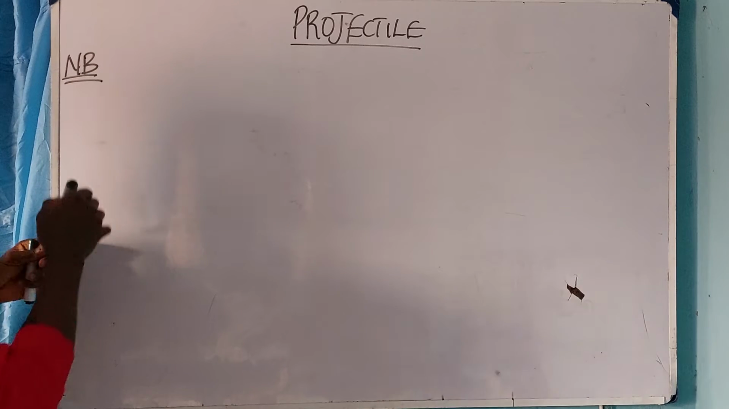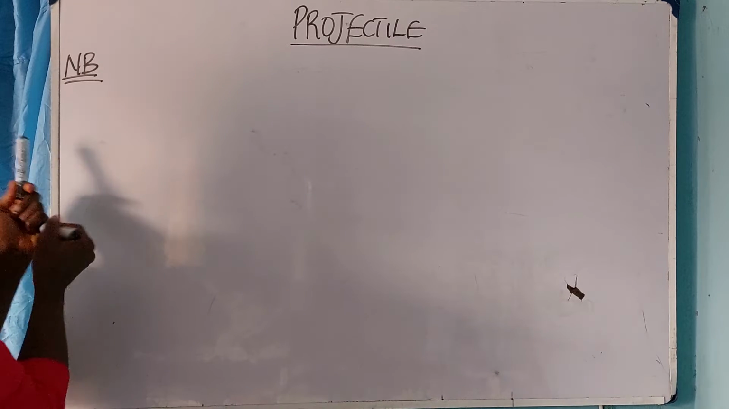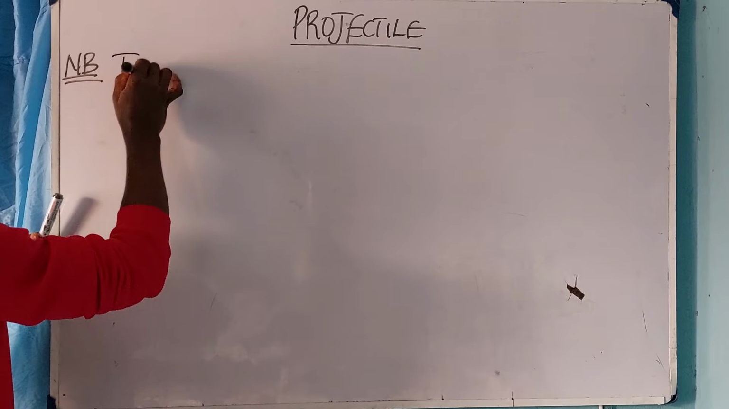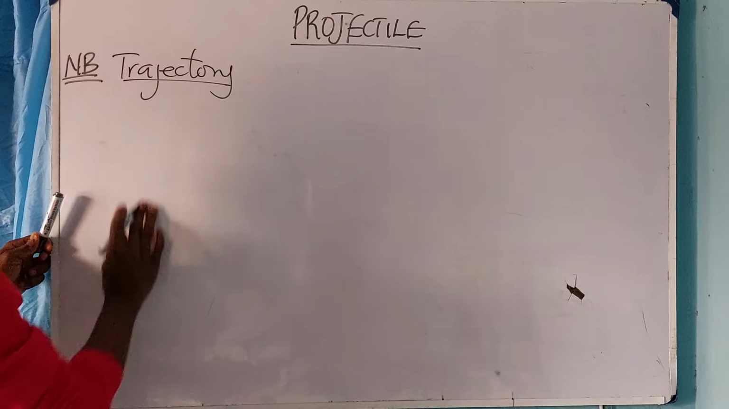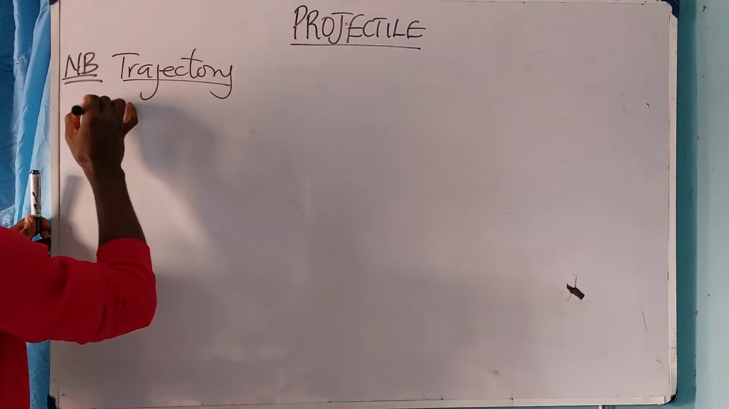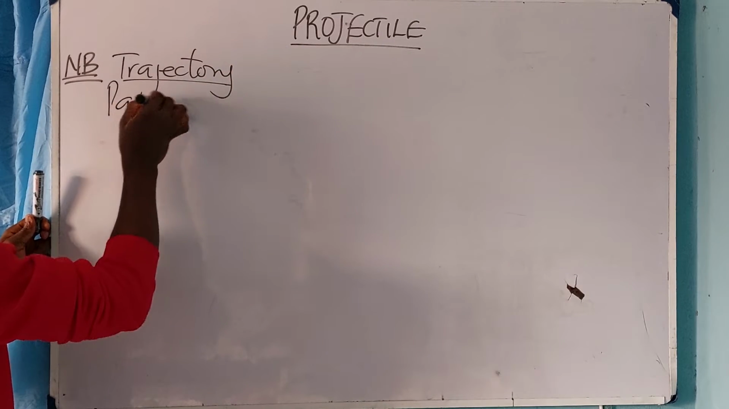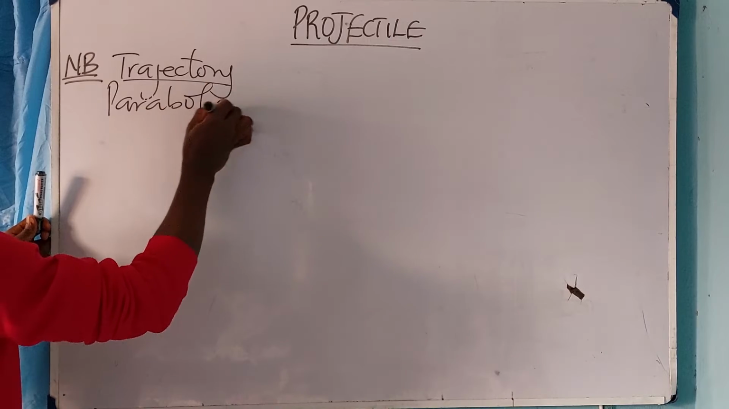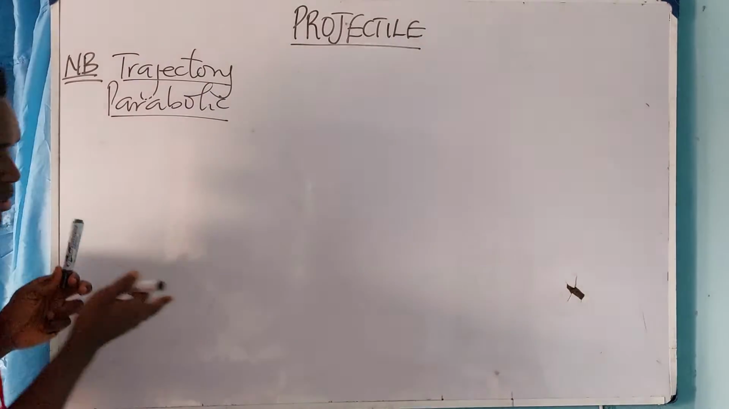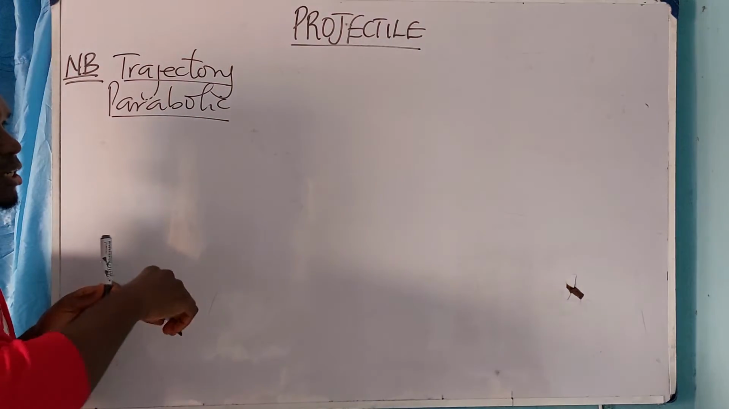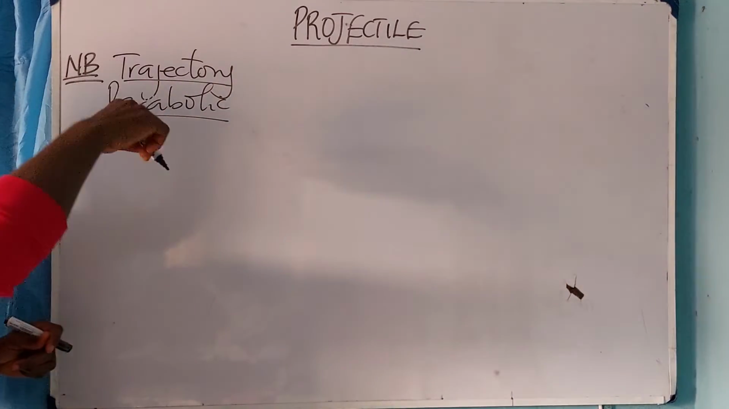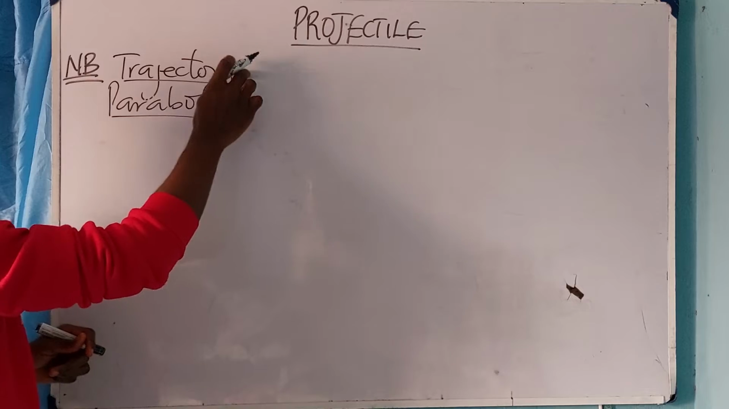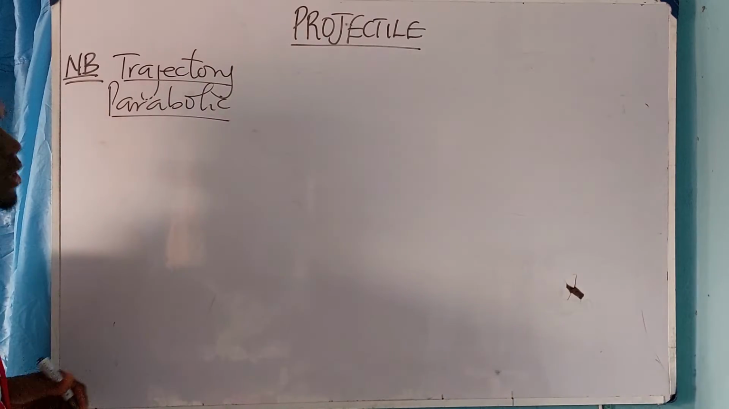The path a projectile follows is called trajectory. And this trajectory is parabolic in shape, a parabolic path. The path it follows as it is launched into the atmosphere is called trajectory, and it is parabolic in shape. Now let us illustrate projectile motion graphically.